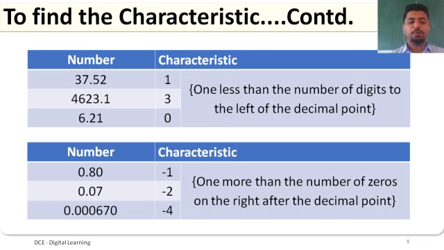In the example of 0.07, right after the decimal point there is 1 zero. So 1 zero plus 1, the characteristic would be 2 and it is negative. So the characteristic is minus 2. Similarly, in the third example, 0.000670, right after the decimal point there are 3 zeros. 3 zeros plus 1, the characteristic is 4 and it is negative. So the characteristic is minus 4.